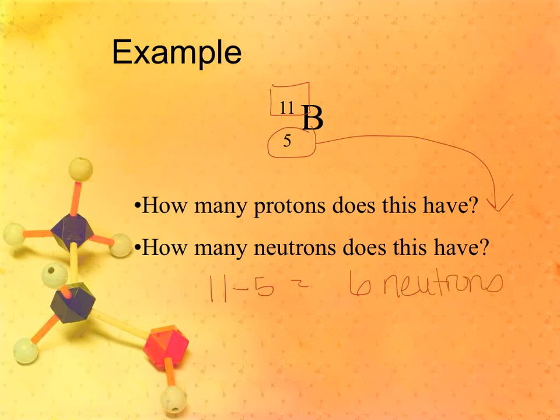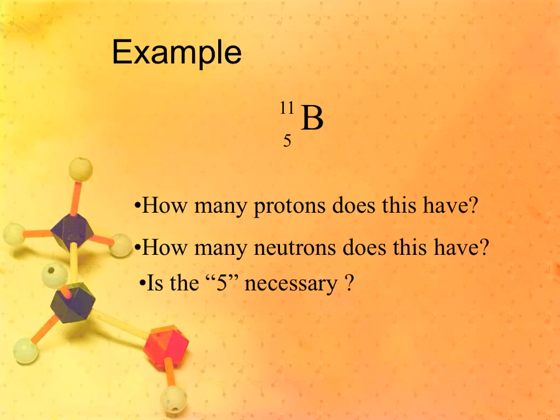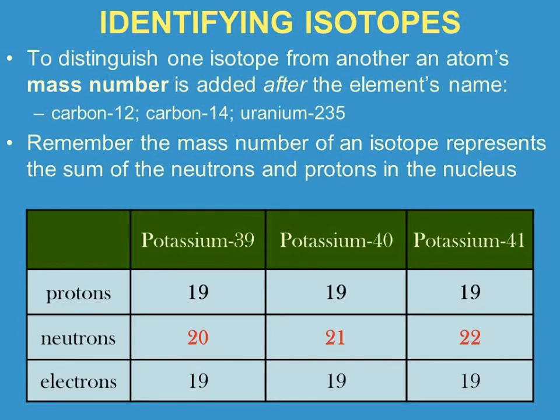So isotopes can be identified with this notation here, or we could have written it as this, boron-11, which would have indicated that it was an isotope. And then, is the 5 necessary? Only if you didn't have a periodic table. You should be able to know that the 5 is representing the other.